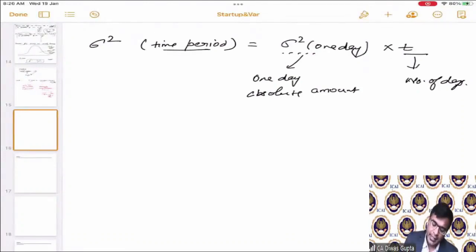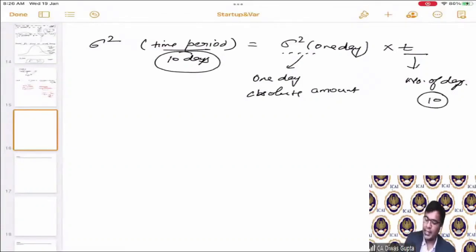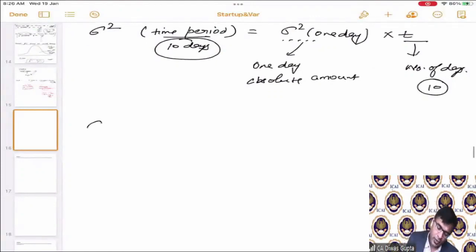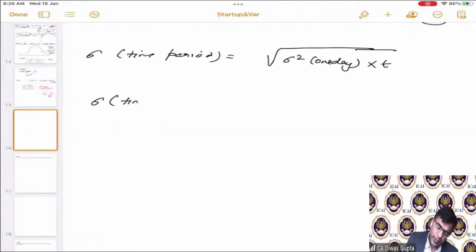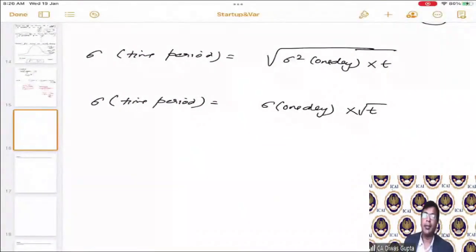So let's say the time period is 10 days. We have to calculate the variance for 10 days. For that, we will take the variance for 1 day and multiply it with 10 here. Correct. This is variance for 1 day. So if you multiply it with 10, we will get the 10 days variance. Now to get the standard deviation for the time period, can we say square root of variance of 1 day multiplied by t, correct? I've just taken the square root on the right hand side. So standard deviation for the time period is equal to standard deviation of 1 day multiplied by under root t. Simple.